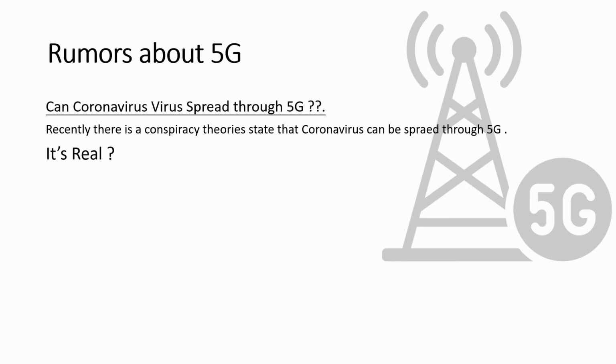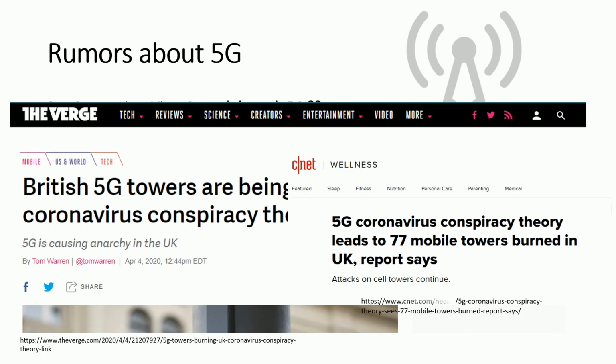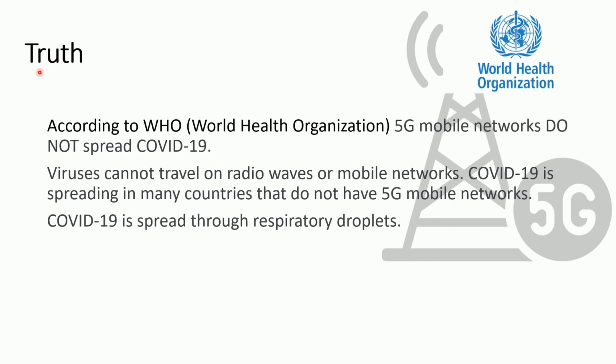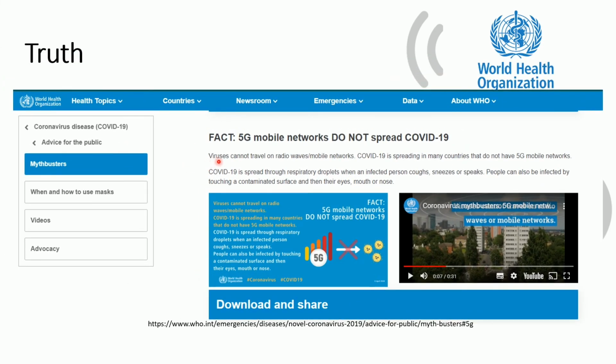There are some misconceptions of 5G in terms of health. Recently, there is a conspiracy theory that coronavirus can be spread through 5G. It is not real. On 4th April 2020, there was news that British 5G towers were being set on fire because of coronavirus conspiracy theories. However, the truth is, according to the World Health Organization, 5G mobile networks do not spread COVID-19. Viruses cannot spread through radio waves and mobile networks. COVID-19 is spreading in many countries that do not have 5G mobile networks too.